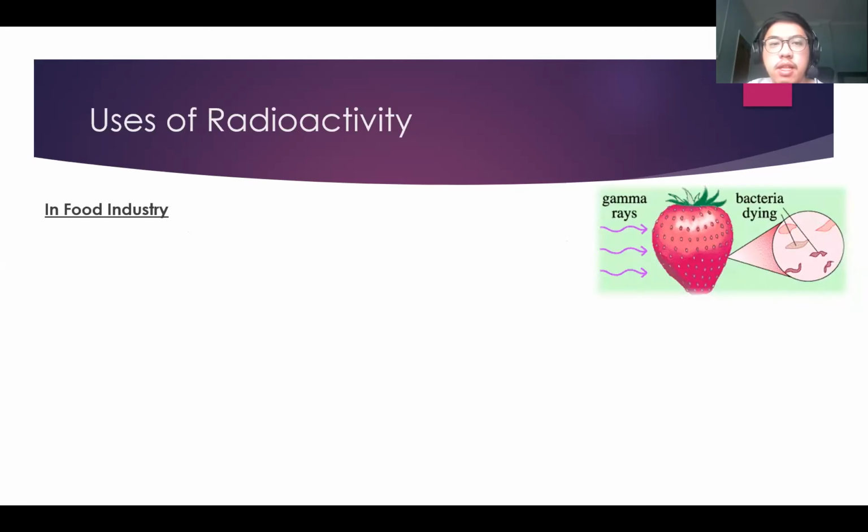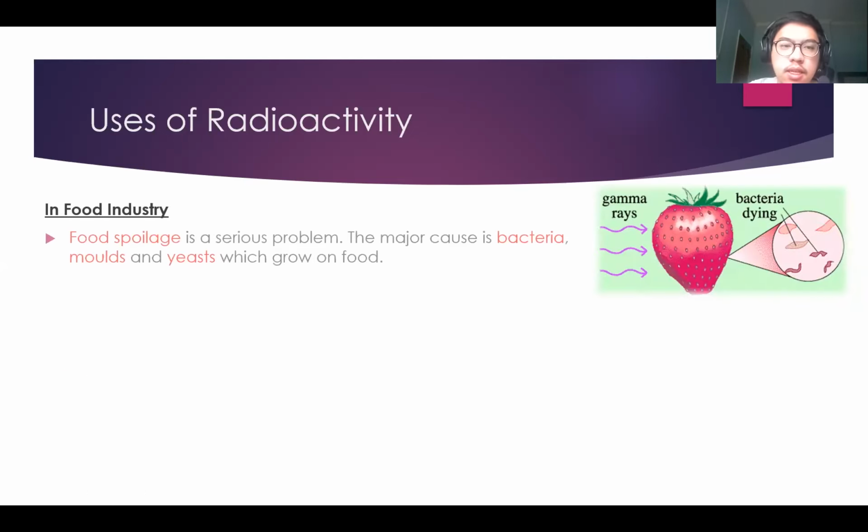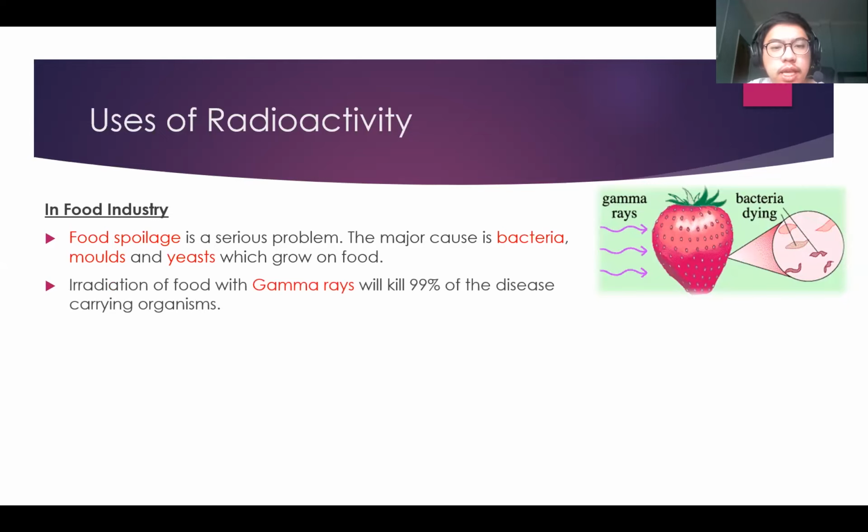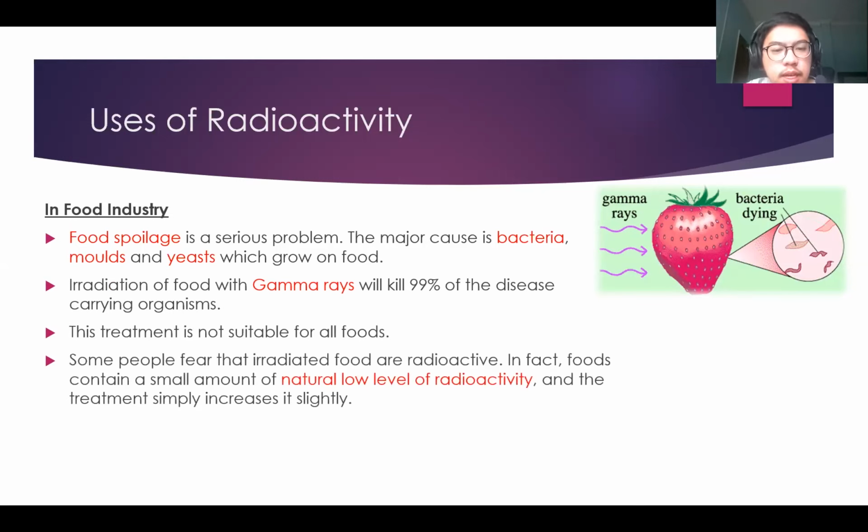We also use radioactivity in food industries. So let's look at that now. Food spoilage is a serious problem. The major cause is bacteria, molds, and yeast which grow on food. Irradiation of food with gamma rays will kill 99% of the disease-carrying organisms. This treatment is not suitable for all foods. Some people fear that the irradiated food is radioactive. In fact, foods contain a small amount of natural low-level radioactivity, and the treatment simply increases it slightly.